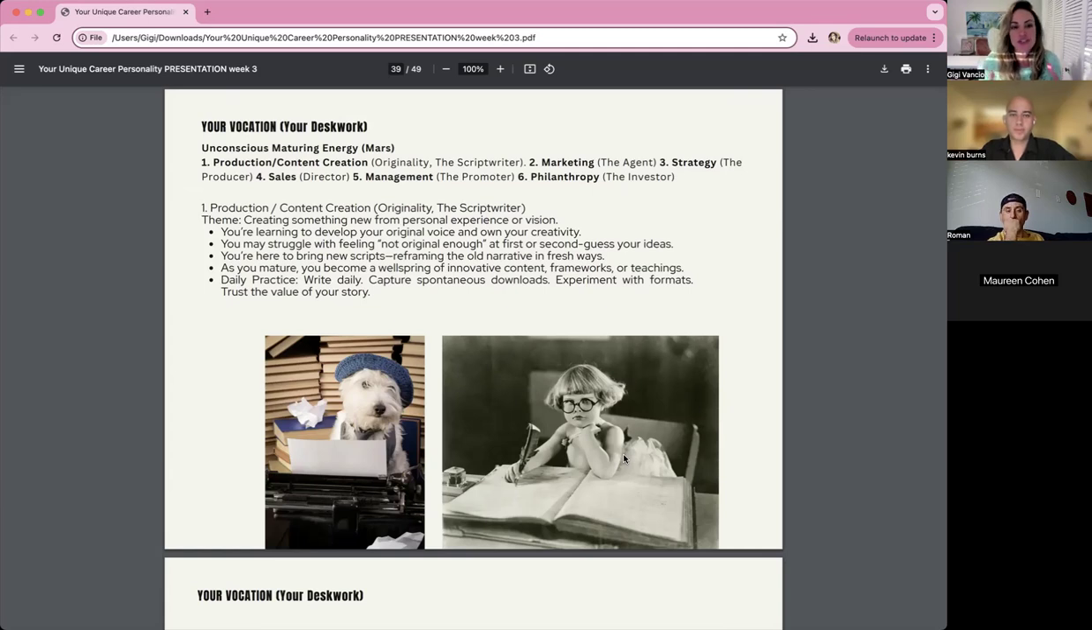It's your vocation, your desk work. This is like day to day, day in, day out. What are you actually doing at the desk? Content creation, it could be art. I love making art and painting, drawing, writing. And the theme is creating something new from personal experience or vision. So it's learning to develop an original voice in your own creativity.